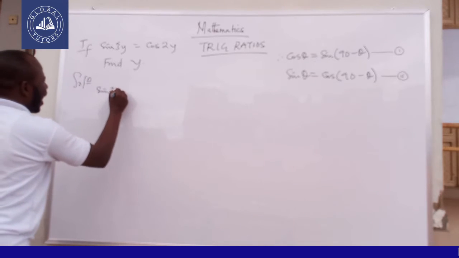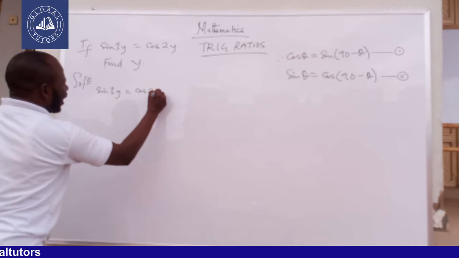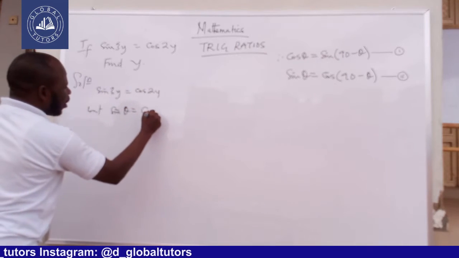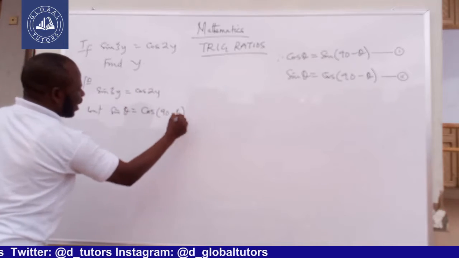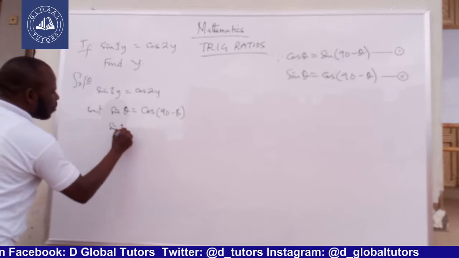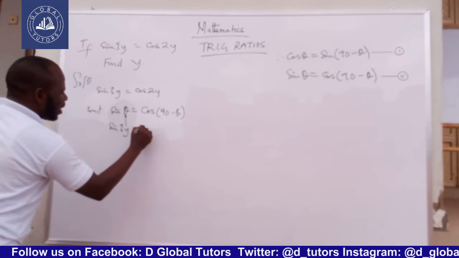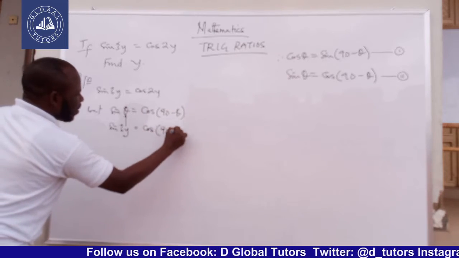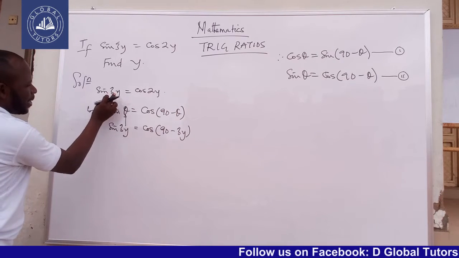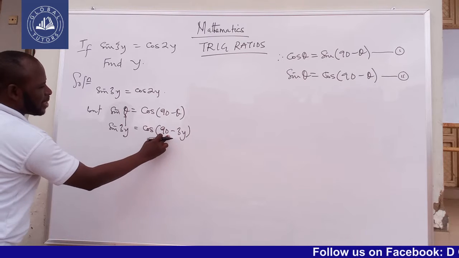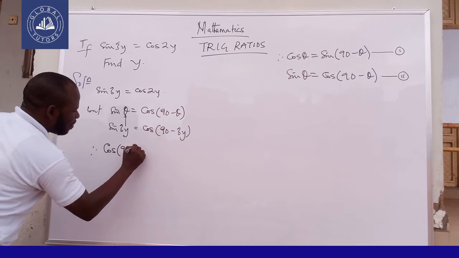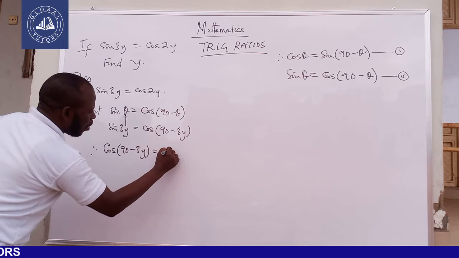Sine 3y is cos 2y. But you know that sine theta is cos 90 minus theta. So you can replace theta and say sine 3y equals cos 90 minus 3y. So meaning anywhere I see sine 3y, I can replace it with cos 90 minus 3y. So therefore I say cos 90 minus 3y equals cos 2y.